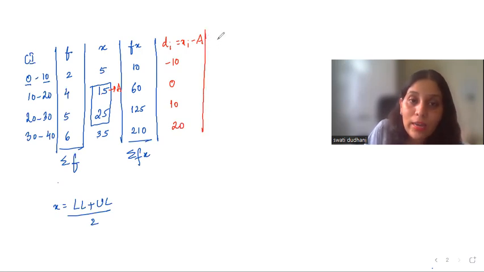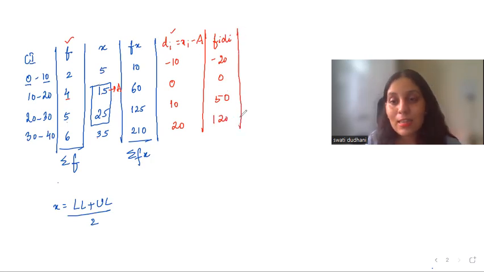After this we have fidi. So this and this need to be multiplied. 2 into minus 10 is minus 20. 4 into 0 is 0. 5 into 10 is 50. And 6 into 20 is 120. So this is the assumed mean method.